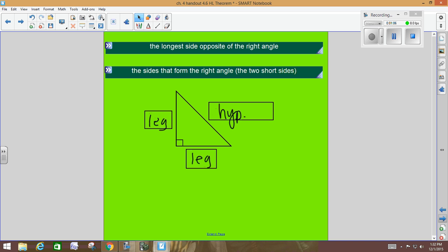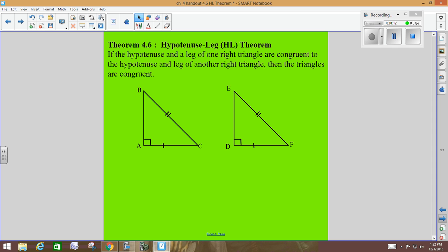The HL theorem is abbreviated for the Hypotenuse Leg Theorem, which states, if the hypotenuse and leg of one right triangle are congruent to the hypotenuse and corresponding leg of another right triangle, then the two triangles are congruent. HL, you need to have congruent hypotenuse, and you have to have a congruent leg. This only works in right triangles because the hypotenuse is only found in right triangles.